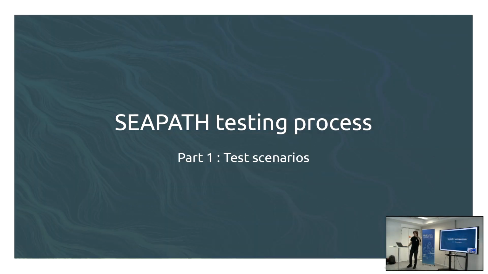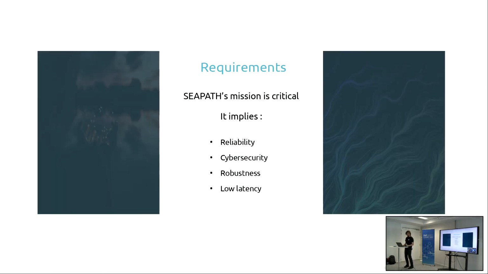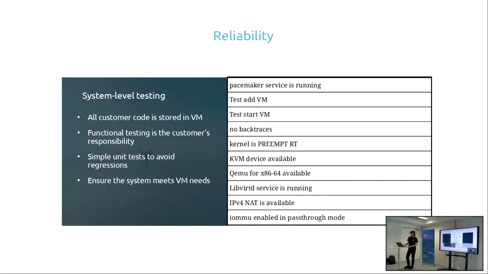First, I will describe the test scenarios. As I said, SEAPATH's mission is critical, and we have many requirements to meet in terms of reliability, of course, cybersecurity, which is a huge business in the energy sector, robustness, and low latency. And we have a test scenario for each of these cases. In fact, the robustness test scenario is not there today, but I will describe this at the end. First, in terms of reliability.